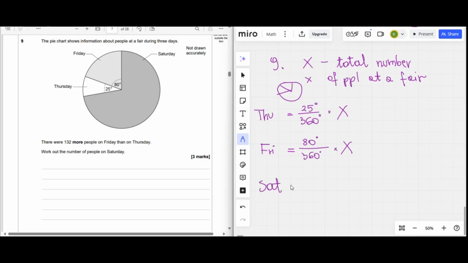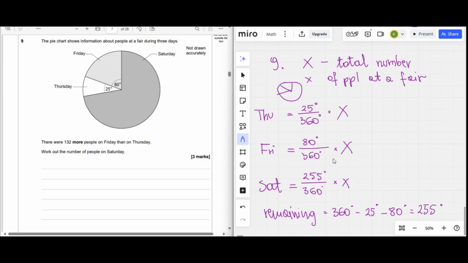And on Saturday, that will be the remaining part of the chart, and that remaining part is 360 degrees minus 25 degrees from Thursday and 80 degrees from Friday. So 255 times x.